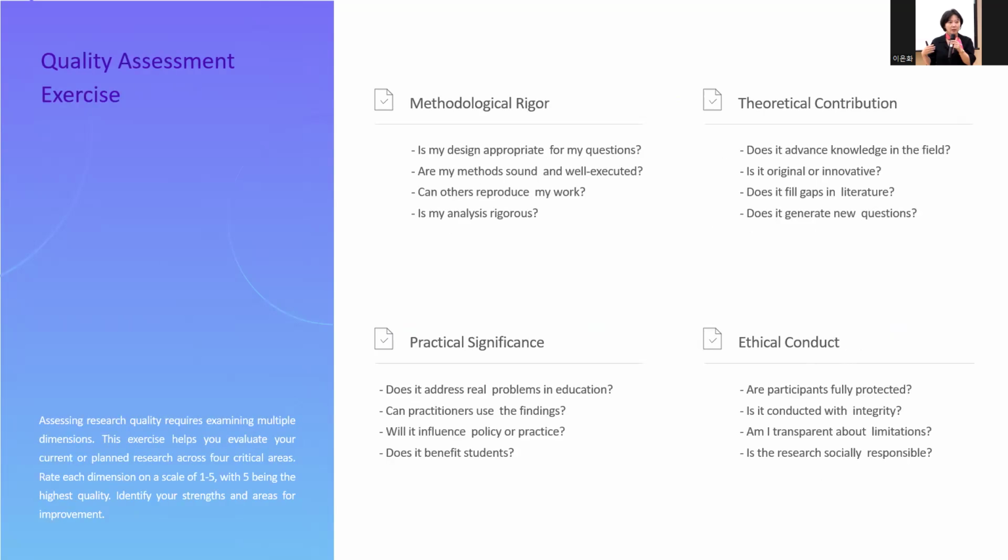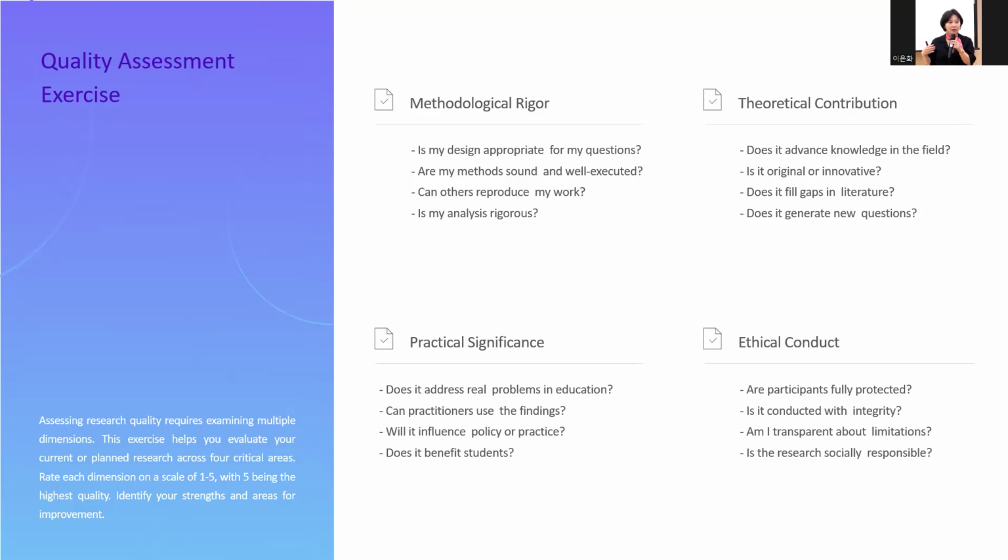Now, it is your turn. This exercise helps you evaluate your current or planned research. You are going to rate your research across 4 dimensions on a scale of 1 to 5, with 5 being the highest quality. For methodological rigor, ask yourself, is my design appropriate for my questions? Are my methods sound and well executed? Can others reproduce my work? Is my analysis rigorous?